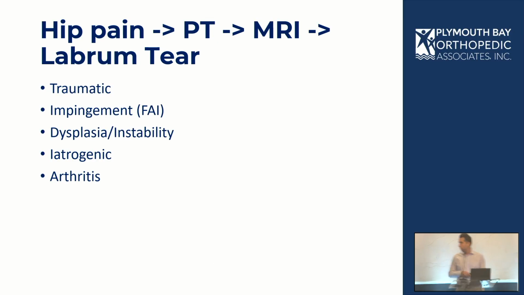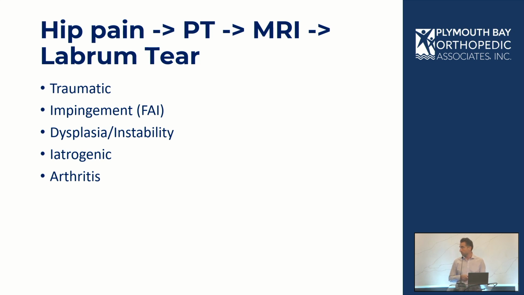So the usual sequence of events: a patient comes in with hip pain, you send them to do some conservative treatment with physical therapy. They don't get better, you get an MRI, and it shows a labrum tear. But that's not that important, honestly. Just because there's a labral tear does not mean that we need to fix it, put them on an operating table, and so on. The better question to ask is, why is there a labral tear?